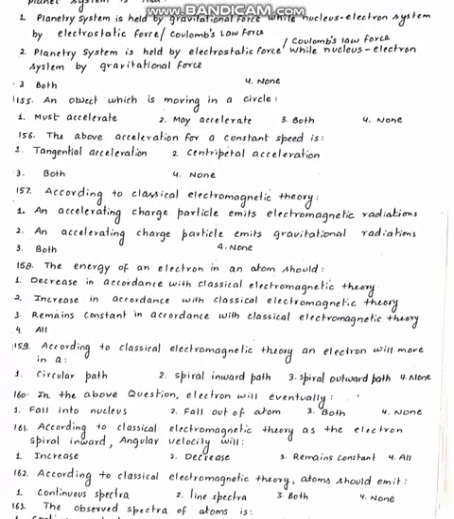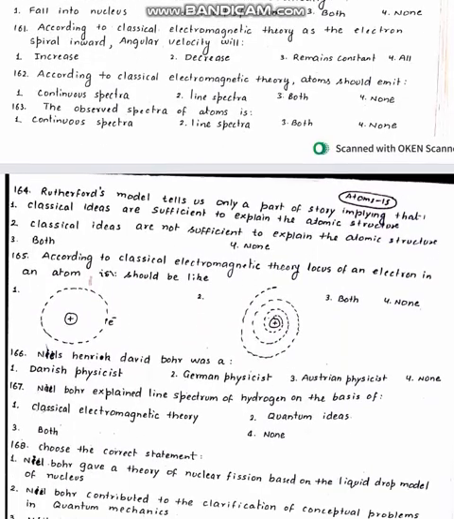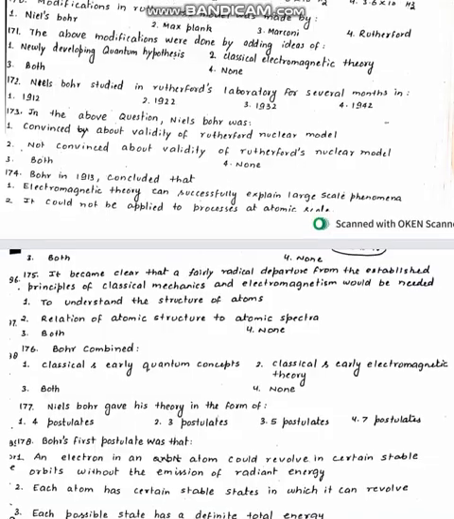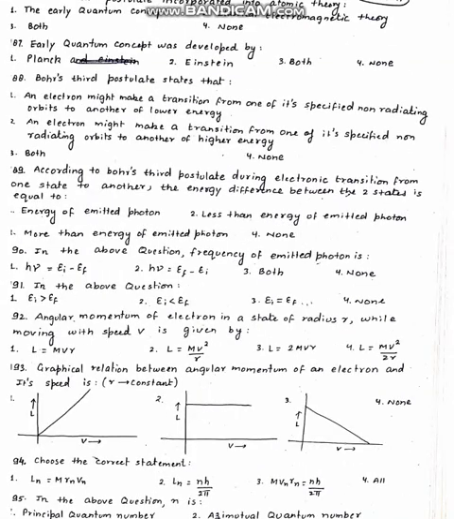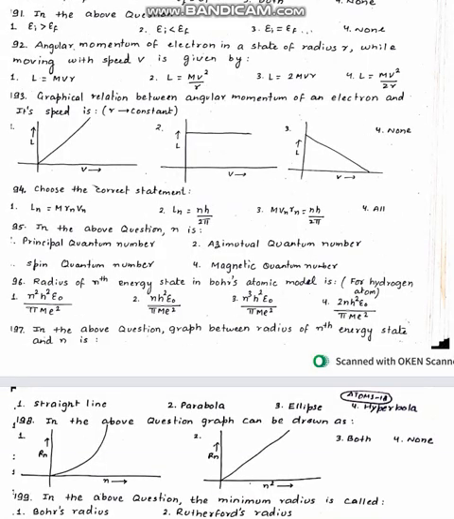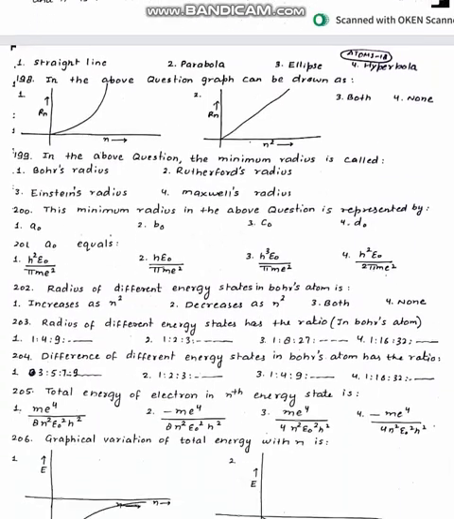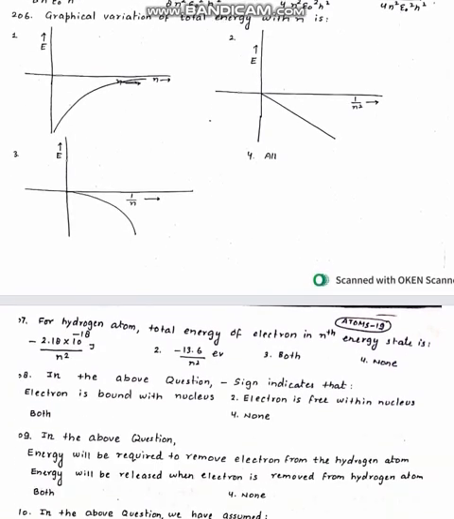Then we have certain questions based on energy of an electron in an atom. Then we have classical electromagnetic theory. Then we have a numerical question based on frequency of light emitted by an electron. Then certain theoretical questions on that, Planck's constant, Bohr's postulates, questions based on that, graphical questions based on that, statement based questions, radius of electron in nth orbit, graphical variations, minimum radius, radius of different orbits, total energy, graphical variations of total energy. Then we have total energy in nth state, questions based on that.